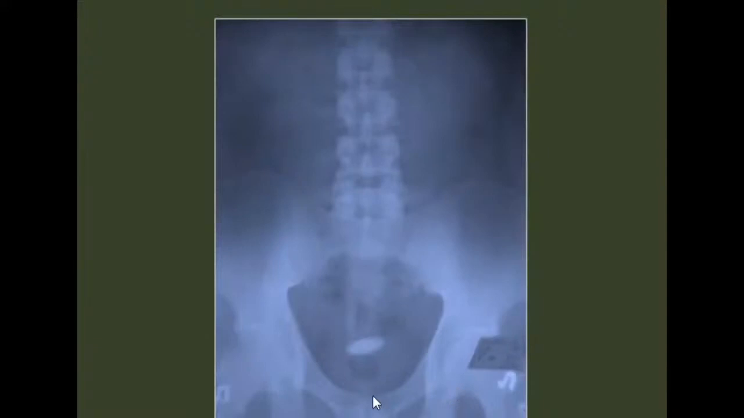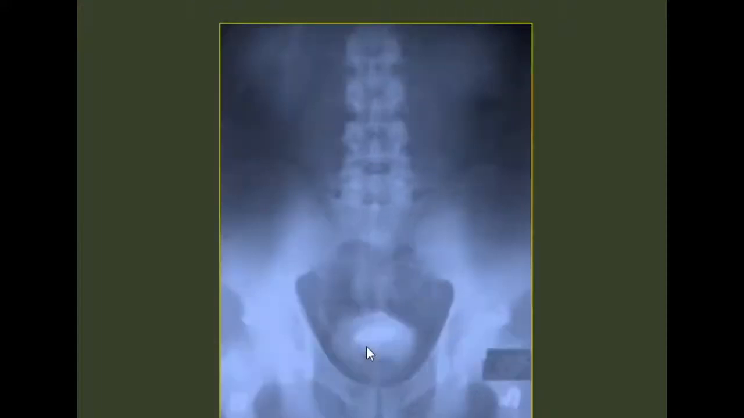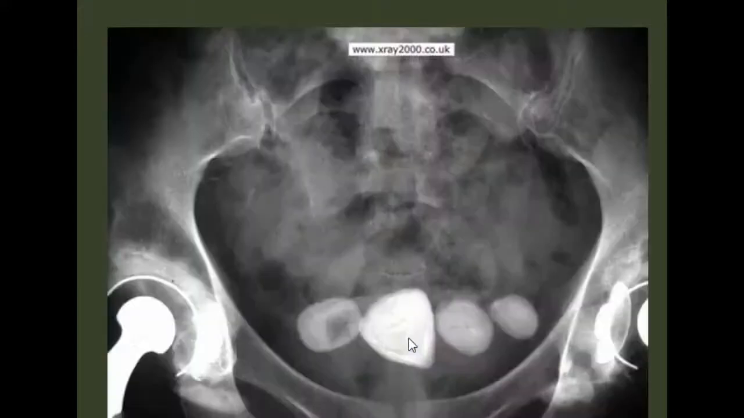Stone of the urinary bladder. The same patient, excretory urography, we can see the pyelocalyceal system, ureter, which is not distended. Left side also, we can see this picture. Multiple stones of the urinary bladder. You can see also that this patient has artificial joints.